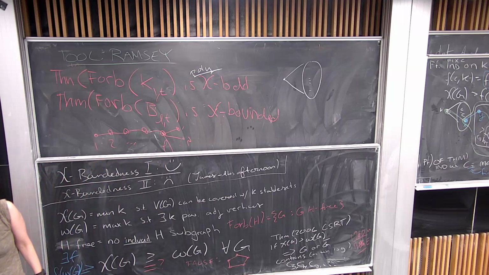What does that mean, Linda? What does that mean, James? Do I get a cookie for answering? Yes. It means that your chi-bounding function is polynomial. So f is polynomial. Yeah. Oh, sorry, yeah.